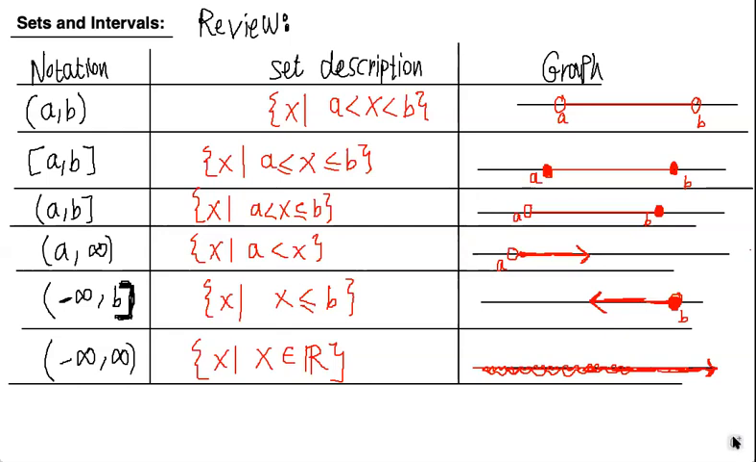Let me give you a small example of how to use the union, starting from the sets, then going to the intervals. The last set description says all values x such that x belongs to the real numbers. All real numbers are described by this open interval from minus infinity to infinity. X such that x belongs to the real numbers.